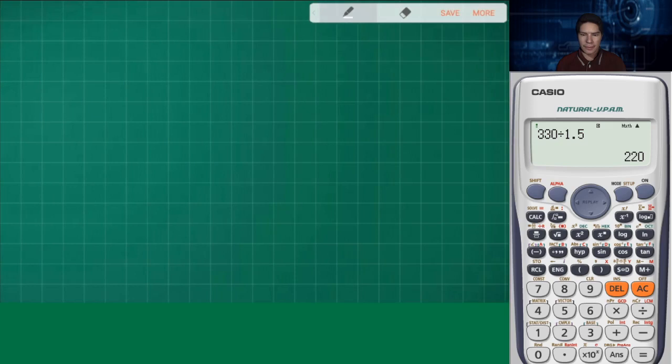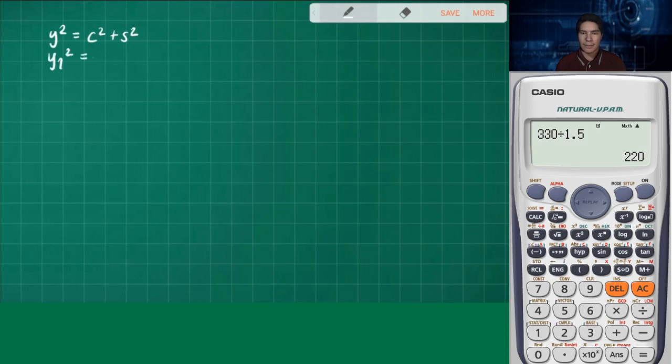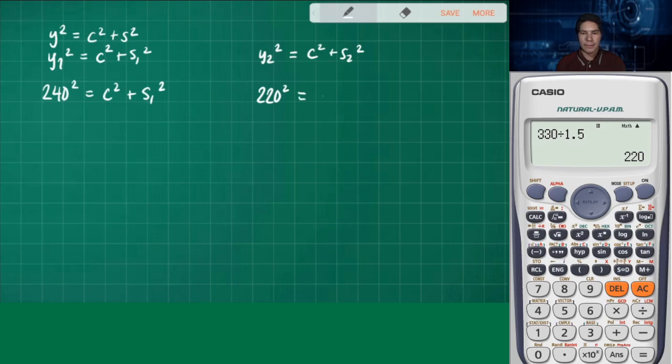Okay, so we have y squared equals c squared plus s squared. So considering yung s sub 1 part na ito, we have y sub 1 squared equals c squared plus s sub 1 squared. And considering naman dito sa part na ito, we have y sub 2 squared equals c squared plus s sub 2 squared. So we just need to substitute the value of y sub 1. So it is 240. So alam yung c, and then hindi natin alam yung s. So leave it as is muna. So next is yung y sub 2. So we have 220, so we have 220 squared equals c squared plus s of 2 squared.